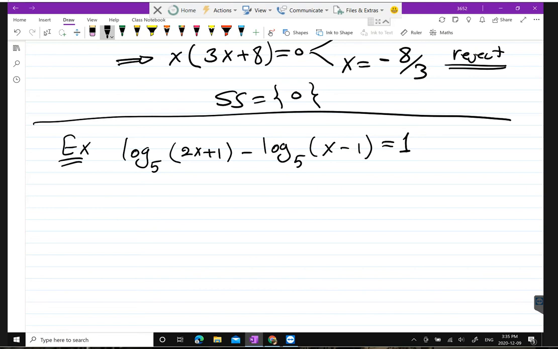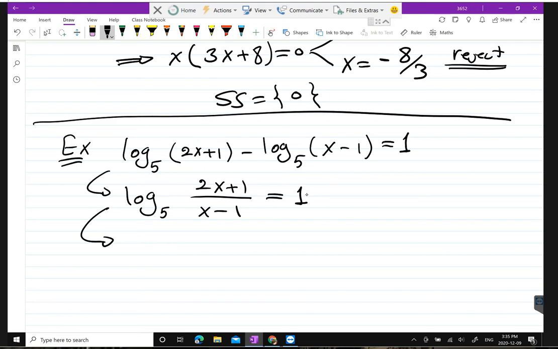Now this one is ready to use because the coefficient here is 1, and the coefficient over here is minus 1. Therefore, I can easily transform this to log base 5 of (2x plus 1) over (x minus 1) is equal to 1. That's it. And now use the definition of logarithm. Logarithm of something becomes 1, therefore b to the power of that 1 must be this: (2x plus 1) over (x minus 1) must be 5 to the power of 1. And this will give you (2x plus 1) over (x minus 1) is equal to 5.